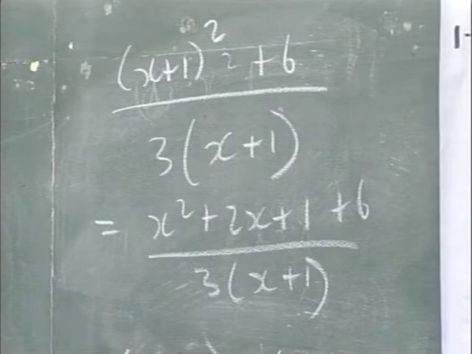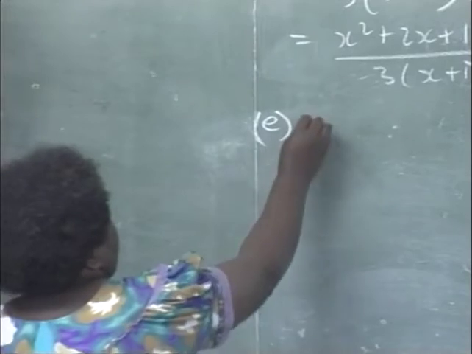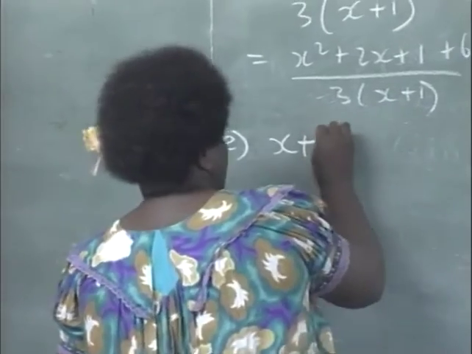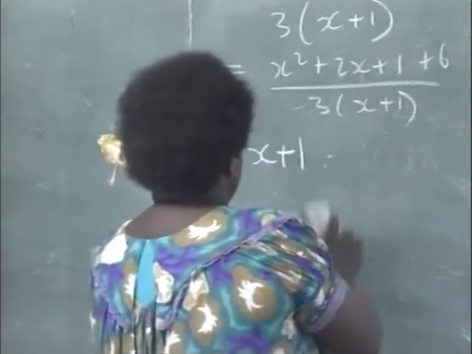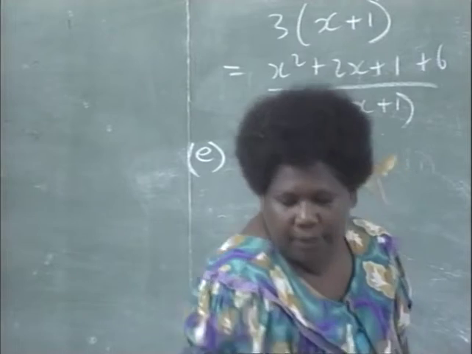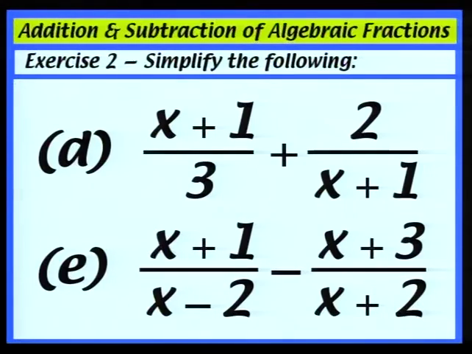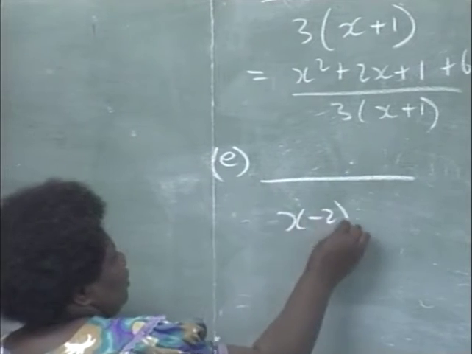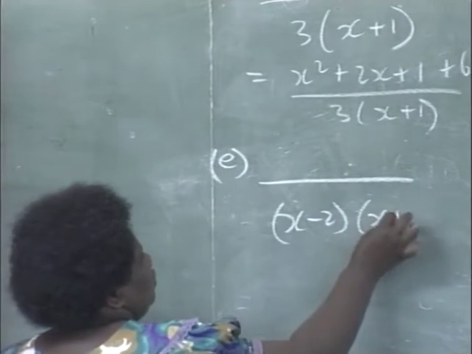Okay, that's letter D or number 4. This one is letter E. All right, x plus 1. Again, what I'll do is I'll just work out the LCM from here. The lowest common multiple is x minus 2 times x plus 2.